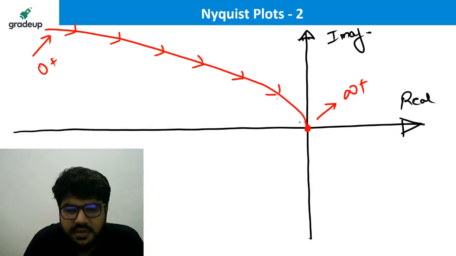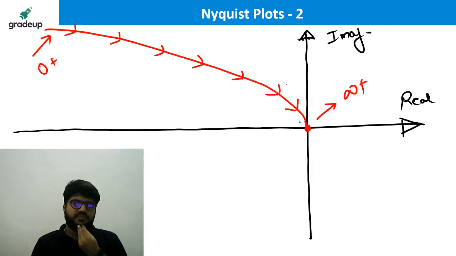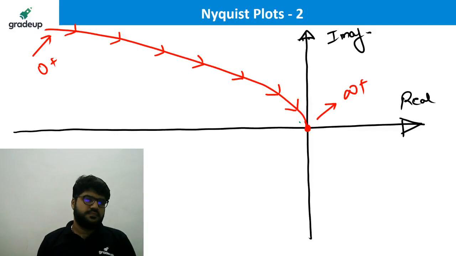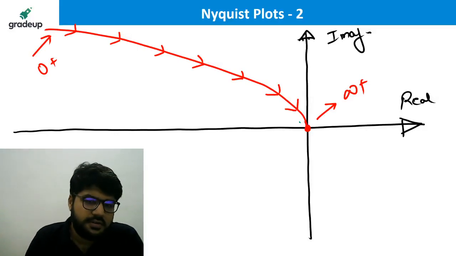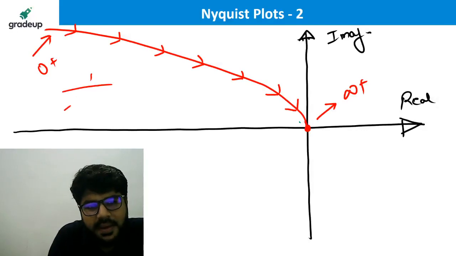This is the polar plot. Understood, guys? This is the polar plot, for 1 by s square (1 plus sT).